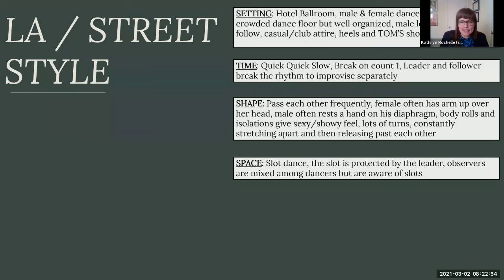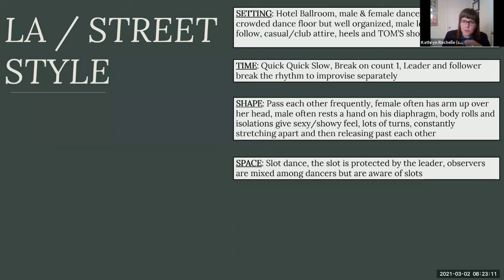For use of the space, we really see them dancing in a slot. And a slot just means that they're organizing their movement in a linear pattern. So when they're switching places, they're doing it in a straight line instead of going in a circular pattern or something else. We call that a slot dance.